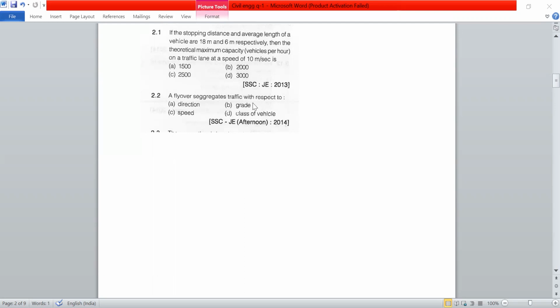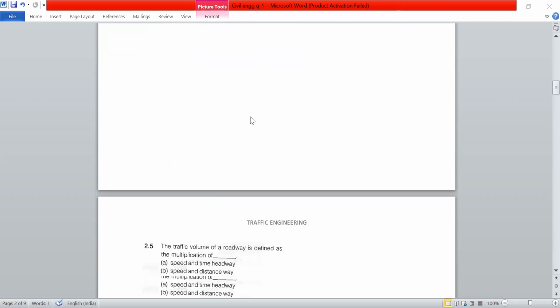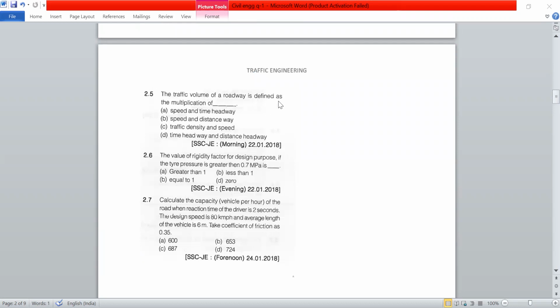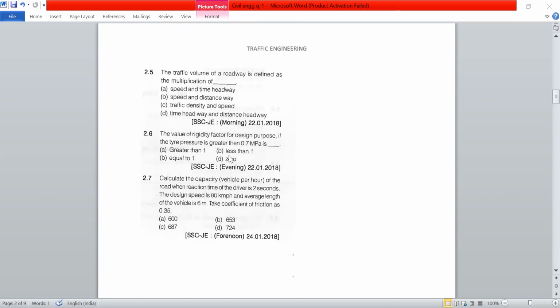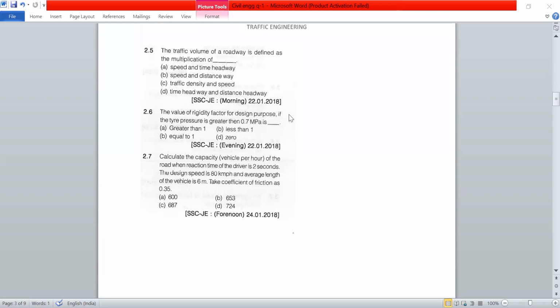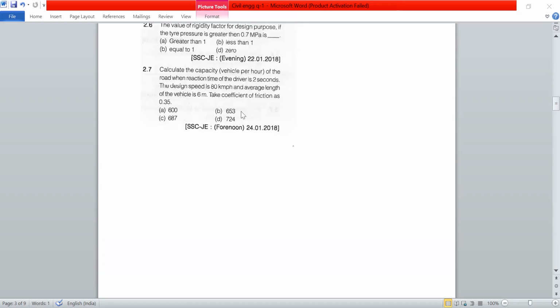A flyover segregates traffic with respect to grade. The traffic volume of a roadway is defined as a multiplication of traffic density and speed. The value of rigidity factor for design purpose if the tire pressure is greater than 0.7 MPa is less than 1. Calculate the capacity of the road when reaction time of the driver is 2 seconds.